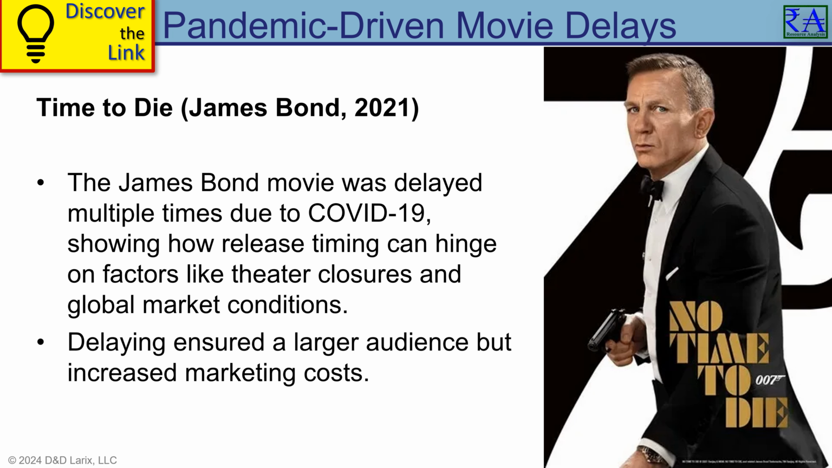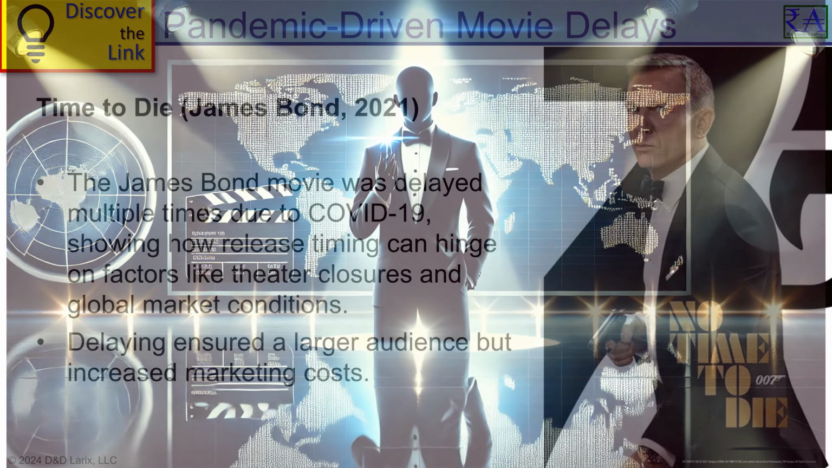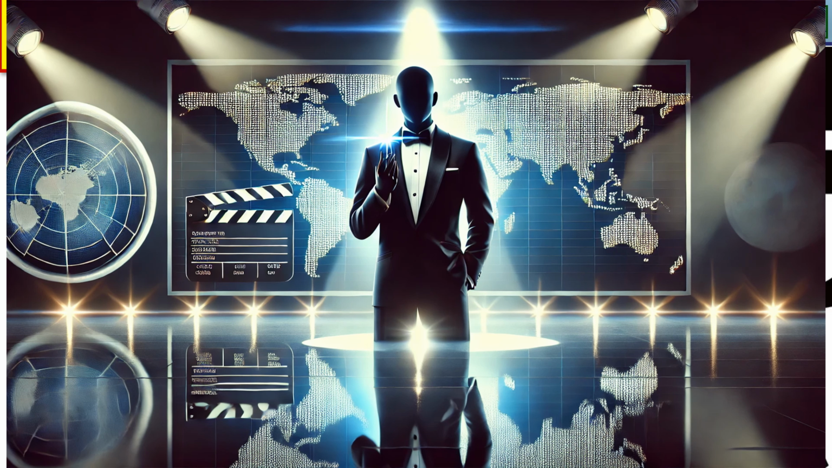Releasing the film in April 2020 would have meant lower ticket sales and a diminished return on investment. The production company, MGM, decided to delay the release until theaters could reopen globally, ensuring that the movie reached its maximum audience. This decision allowed the movie to gross over $774 million worldwide, despite increased marketing and promotional costs due to the delay. This highlights the important economic concept, expected future prices.